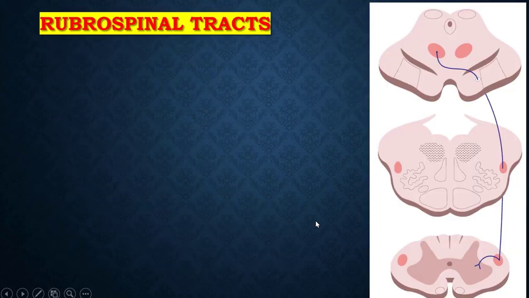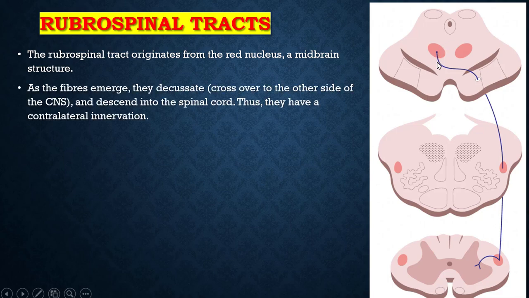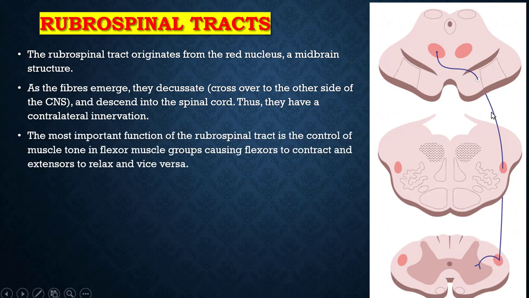Rubrospinal tract. The rubrospinal tract originates from the red nucleus, a midbrain nucleus. Here it originates from the red nucleus. As the fibers emerge, they decussate, crossing over to the other side of the CNS and descending into the spinal cord. Thus, they have a contralateral innervation. Just after origination, they decussate and then innervate the contralateral side.